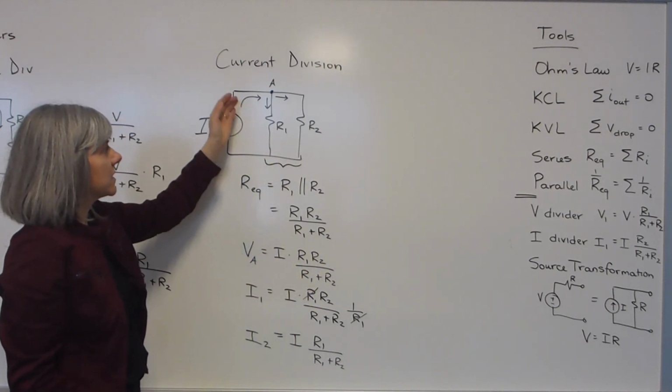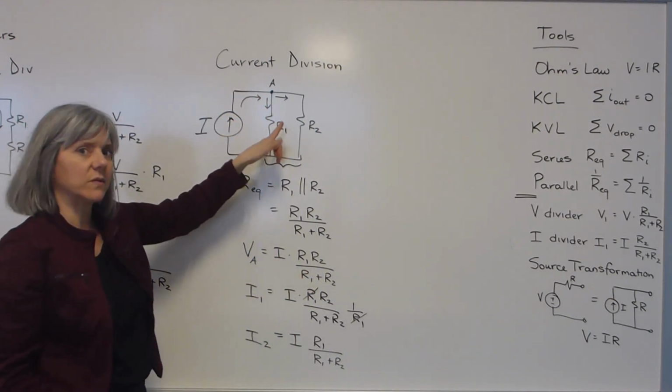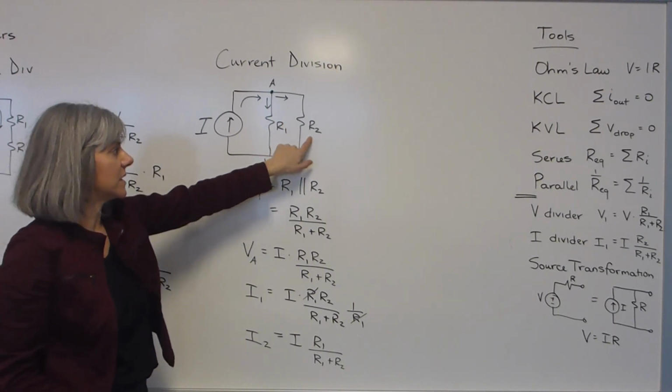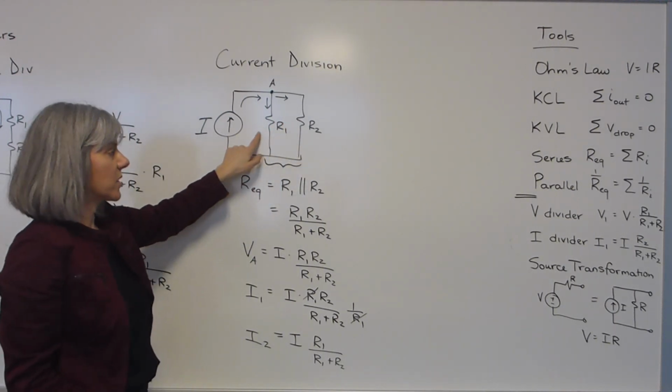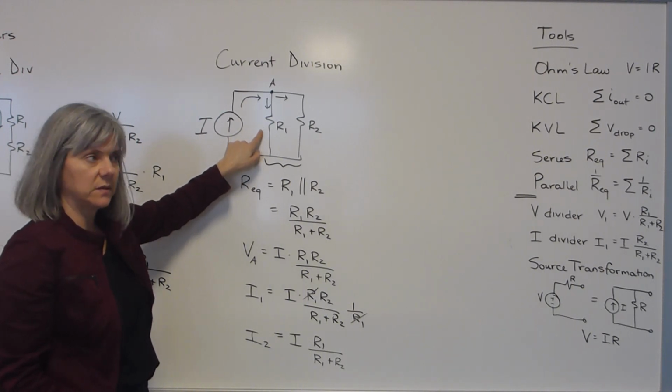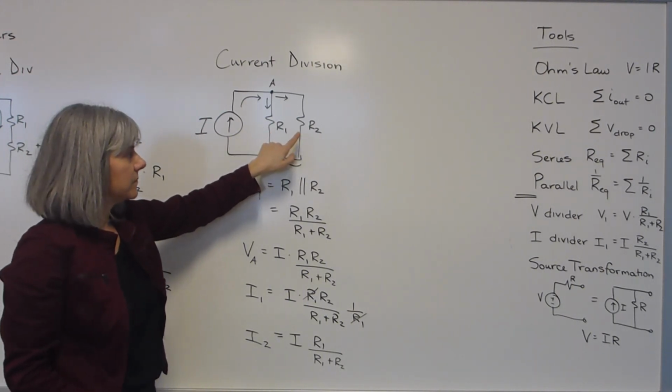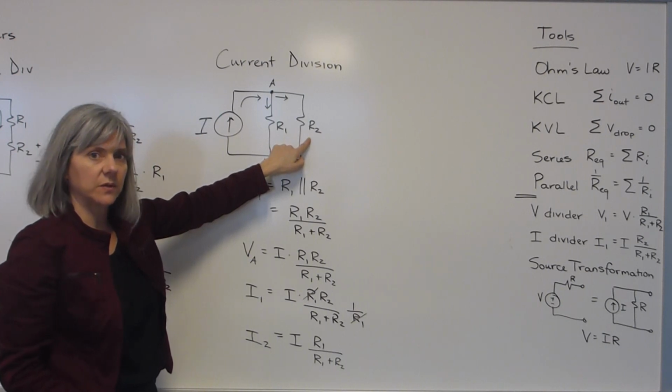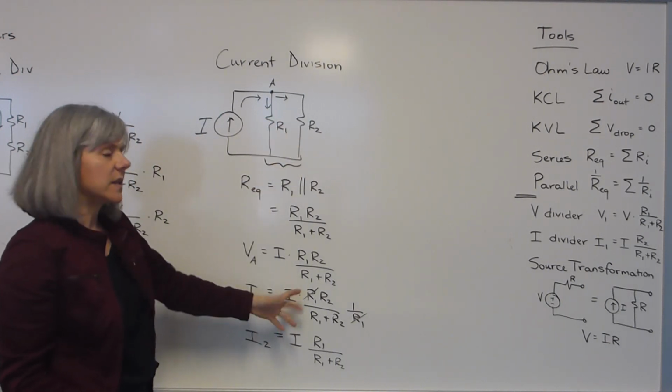And that makes sense because the amount of current through is sort of the reverse of their sizes. If this is the bigger one, then less current flows here. And conversely, if this is the smaller one, more current flows here. So that's why they're reversed.